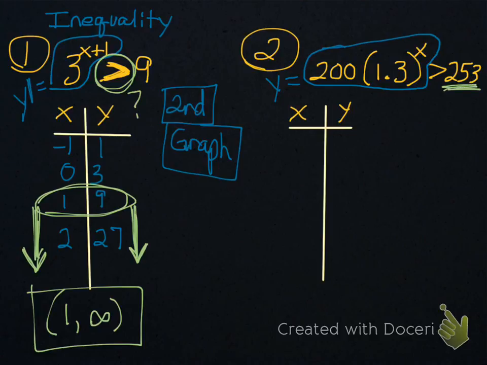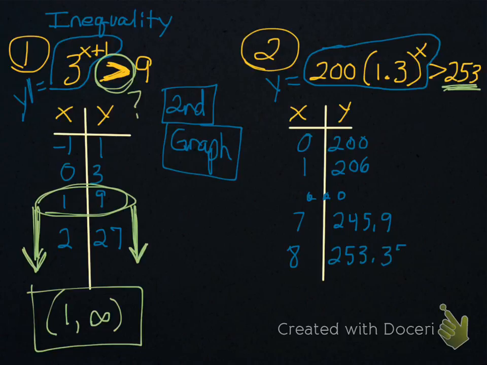253 in the table. So I start at 0 and I see 200. 1 is 206. So I'm going to scroll down. I put a ... to indicate that I'm scrolling down. 7 is at 245.9. That's pretty close. And 8 is at 253.35. So it starts at 8. I'm going to circle this in my table.